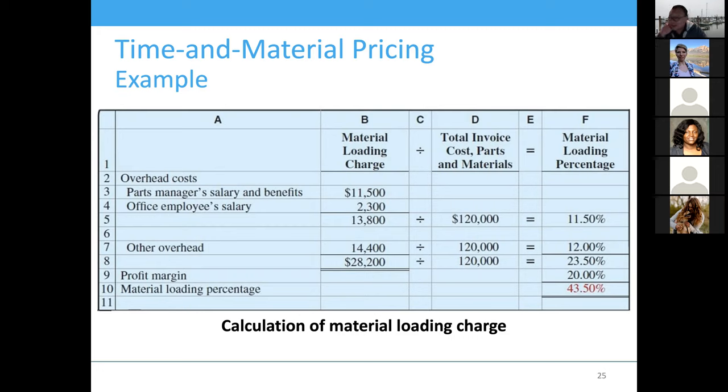This is all very good stuff, right? While I'm running my own CPA practice, I had to think about this, right? How should I charge my client?